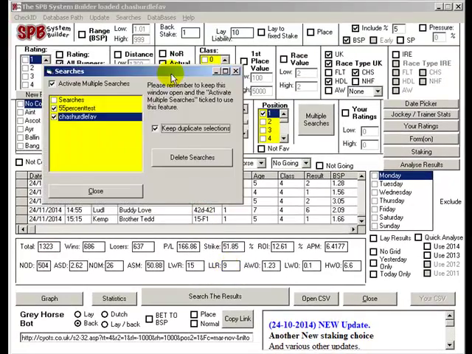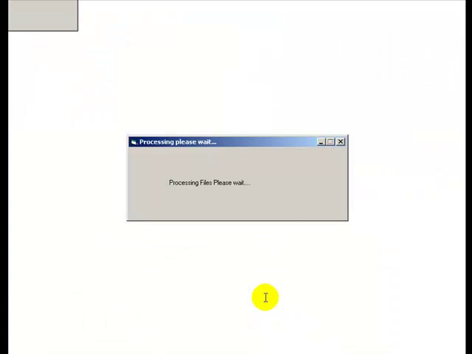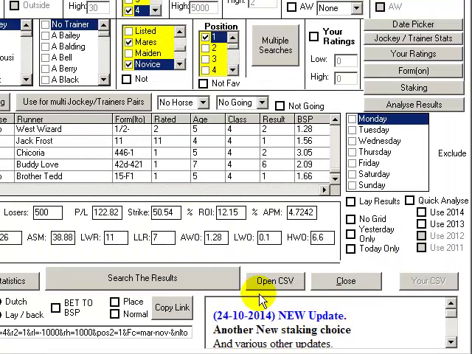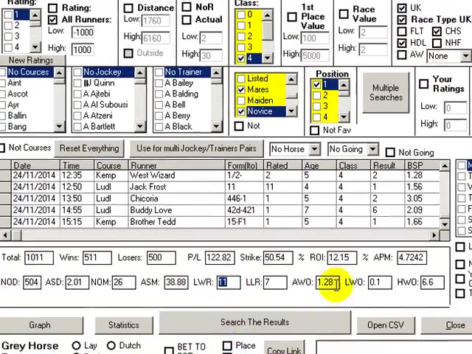So what we're going to do is go back and tick off keep duplicate selections, and do a search back so we're where we were before. So now we're back to that 122 points, 50% strike rate. We're back down to that longest losing run of just 7 and that longest winning run of 11.